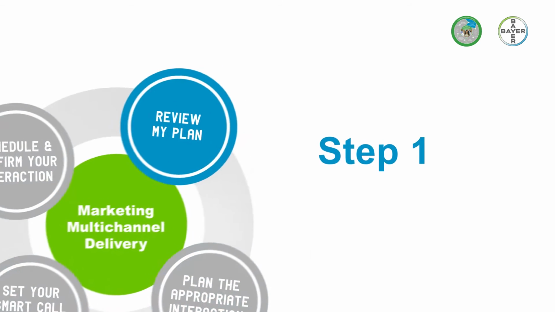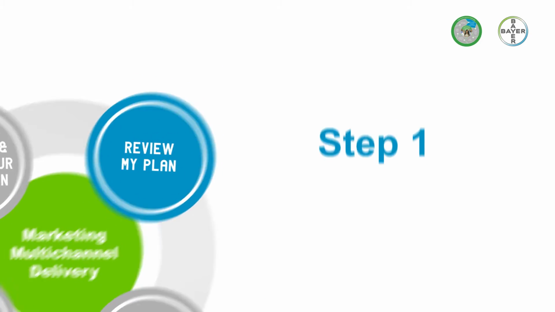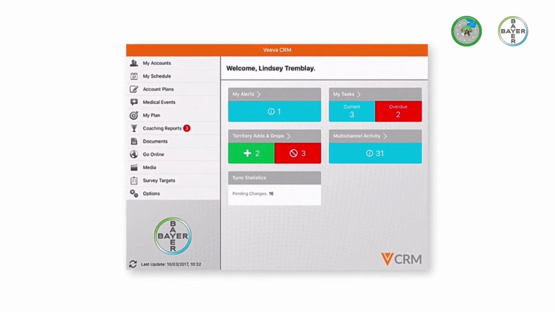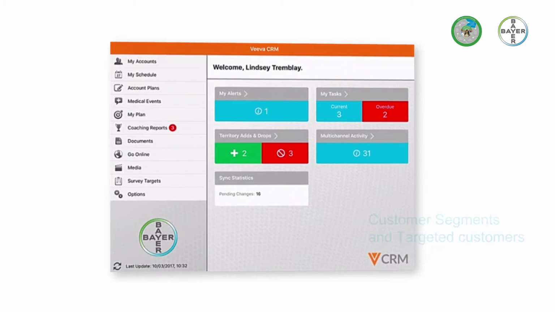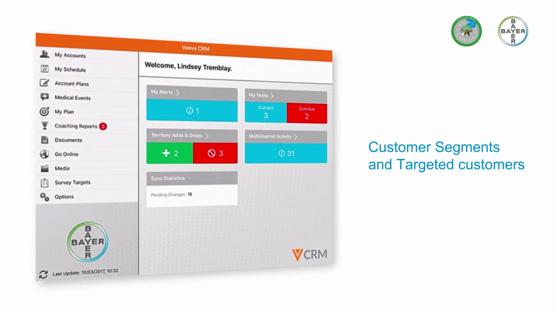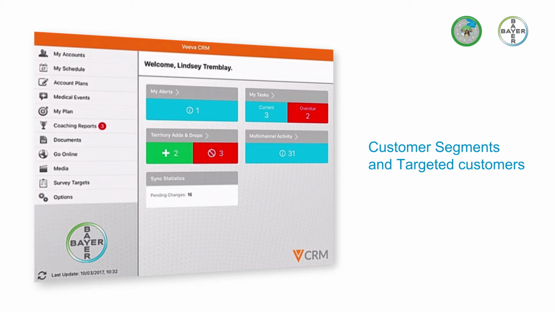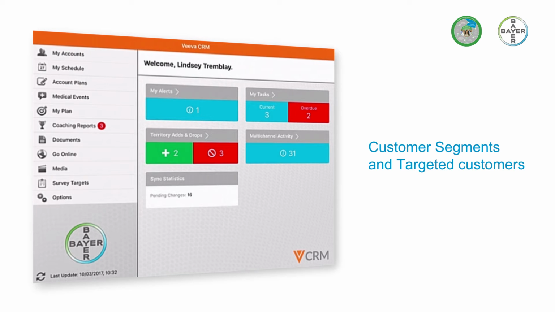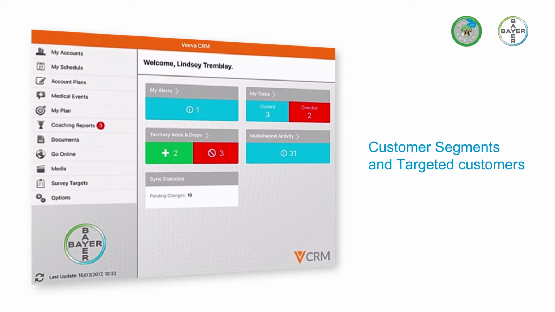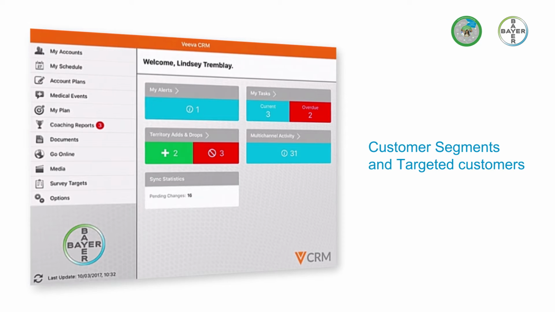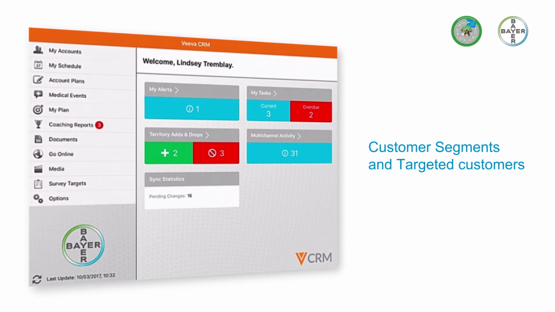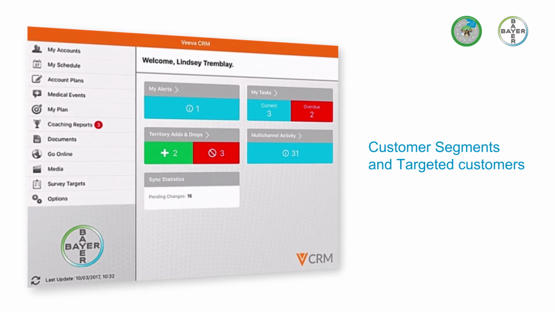Step 1. Review My Plan. The first step in your preparation is to review the defined customer segments and targeted customers that marketing have proposed and put into your My Plan. This will allow you to discuss with your manager any proposed changes to these 2 areas based on your knowledge of the customer, and to highlight where exceptions need to be applied and the rationale for these changes.